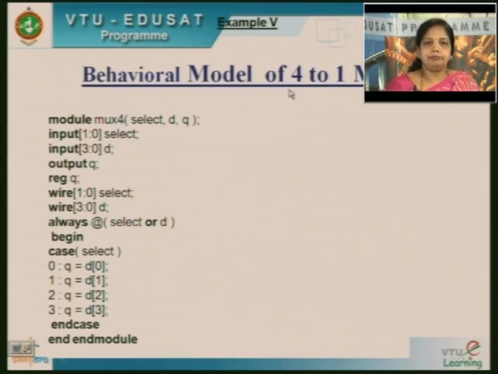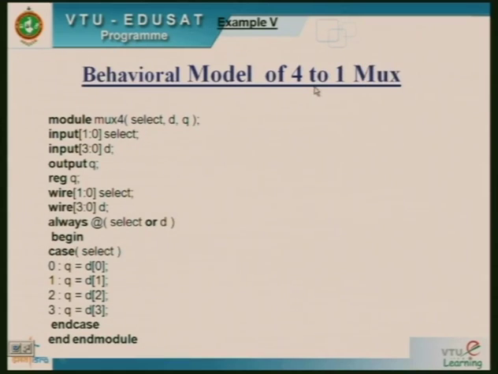Let us discuss the 4:1 multiplexer. In this we have a module 4:1 mux, named mux4. I have got select, D and Q. D is an input, Q is an output.